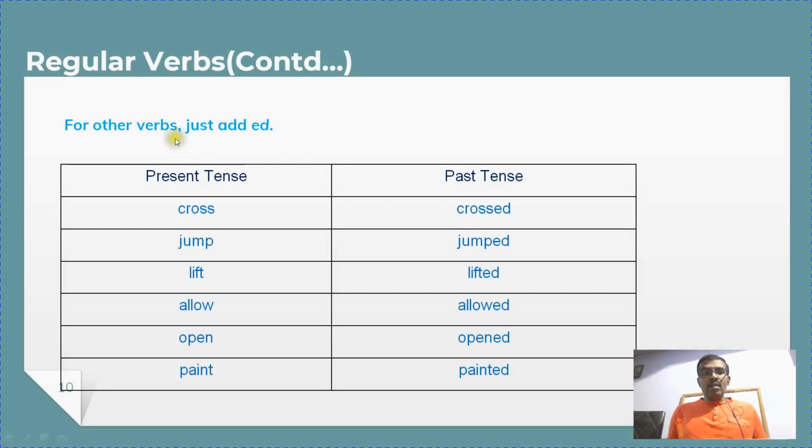Next, for other verbs you just add ed to the verb. Other than the cases we have discussed, you can add ed to the verb. Cross, crossed; jump, jumped; lift, lifted; allow, allowed; open, opened; paint, painted.